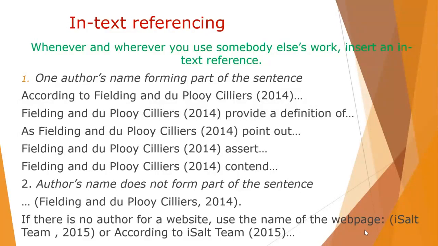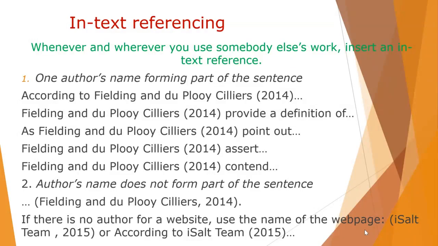So as you can see, to make your writing sound academic and credible, you can use these ideas for in-text referencing. You don't always say according to, according to, according to. You use all these options so that your writing sounds academic. The other way, like I said, is where the author does not form a part of the sentence. And here you will put the idea, whatever it might be, communication is dynamic, and then in brackets, Fielding and Du Plooy-Cilliers, comma, and the year of publication, close brackets, and then you put the full stop. The full stop goes after the in-text reference when the author's name does not form part of the sentence.